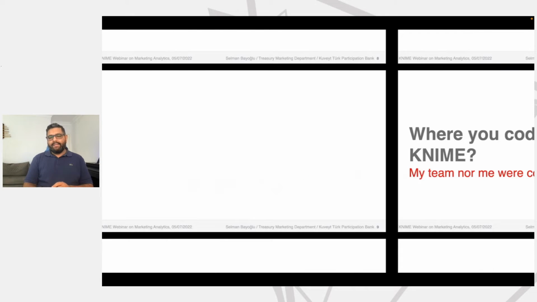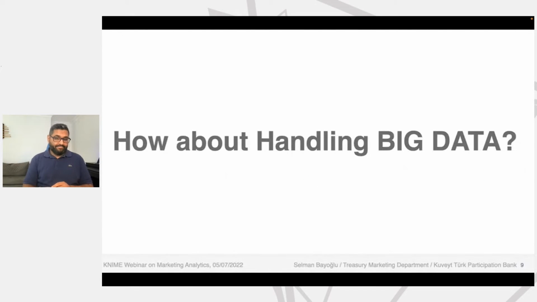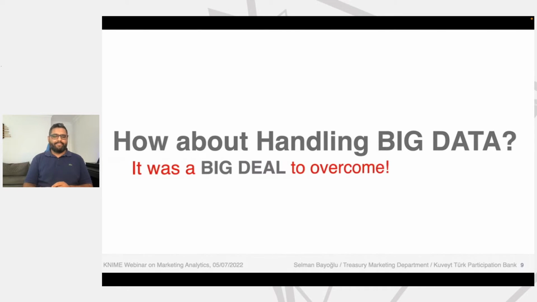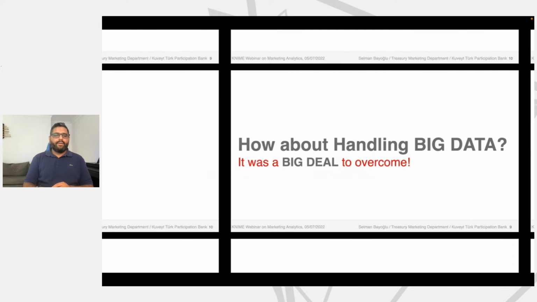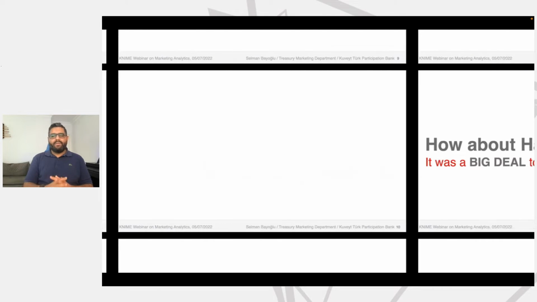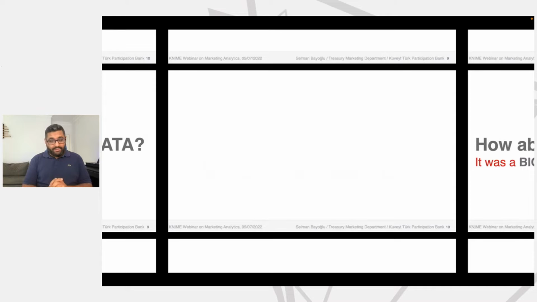Okay, how about handling big data before Knime? It was a big deal to overcome indeed. Okay, what about time efficiency on machine learning by coding?